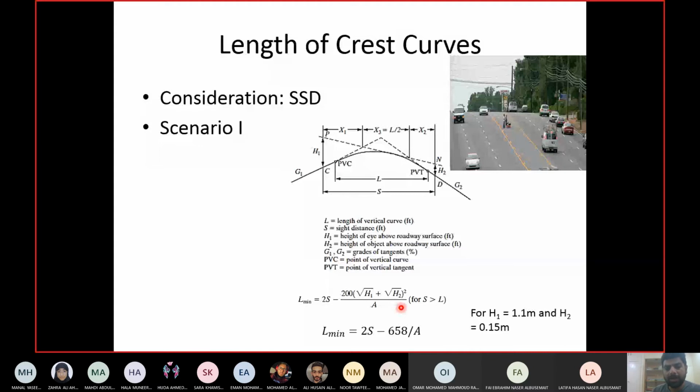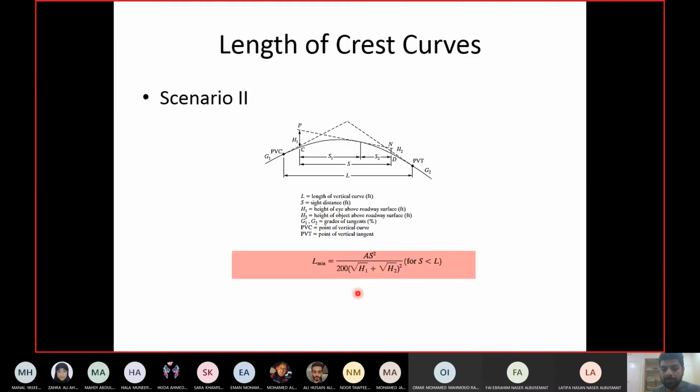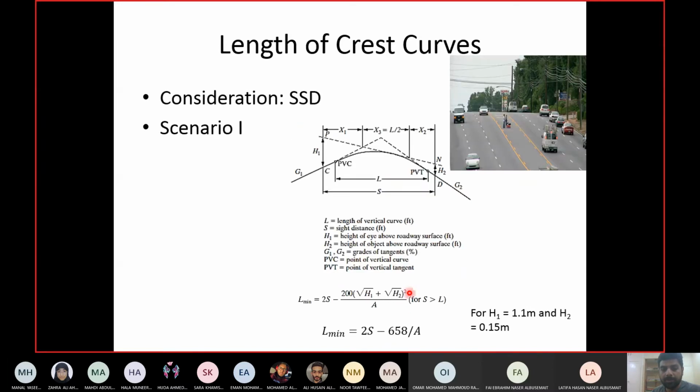So h2 is the height of the bumper or the tail light of the car. h1 for a car is 1.1 meters and h2 for a car is 0.15 meters. You put these two values and you can solve this bracket. Instead of h1 put 1.1, instead of h2 put 0.15. Take the square root of both of them, add them, take the square, multiply by 200, and you will get 658. So 658 is this term, the numerator.